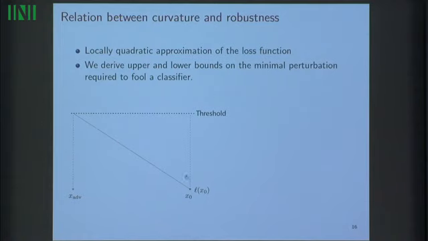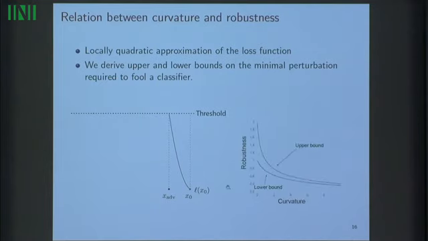Okay, so if my loss function here is linear, then obviously this distance is large, but as the curvature gets higher and higher, this distance between x0 and xadv will get smaller and smaller. Hence the relation between robustness and curvature. So this very simple idea extended to high dimensions allows you to derive upper and lower bounds on the robustness of classifiers with respect to the curvature.